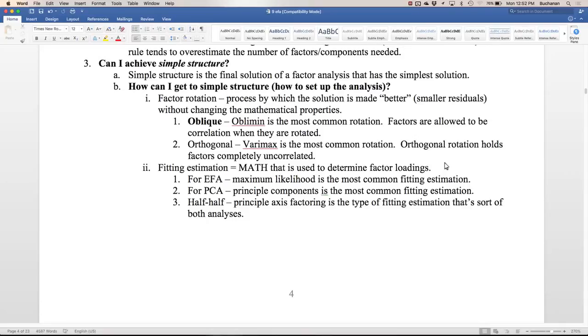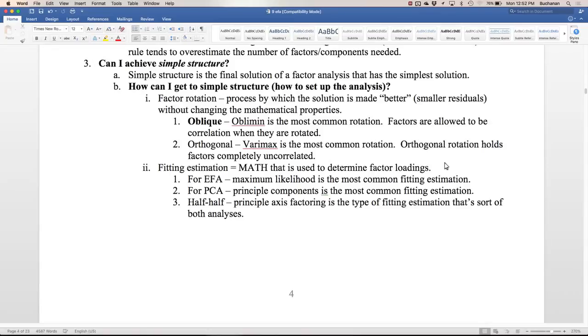But really the main point of this whole rotation thing is to get a simpler answer. Okay? And simpler answers have smaller residuals. So this is kind of the Occam's razor of EFA. Smaller residuals always better for you. Okay? So that means smaller error.